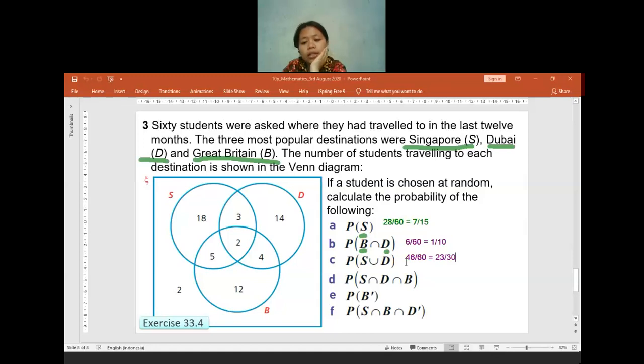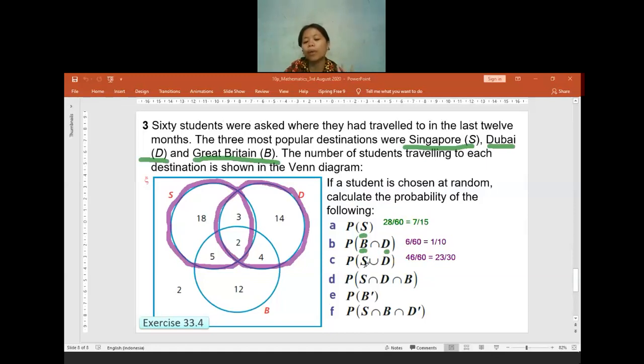S union D. Does anyone still remember what union means? Plus all. Yes, we add all the numbers from circle S and also circle D. That's why I told you, please keep in your mind what union means, what intersection means, what dash means, because later we are going to use all of these symbols when we solve questions using the Venn diagram. So we already have S, we already have circle D, S union D.